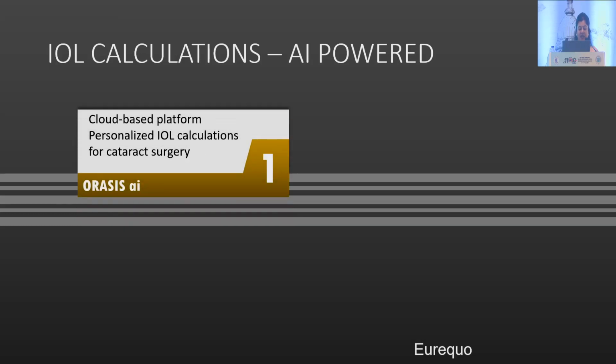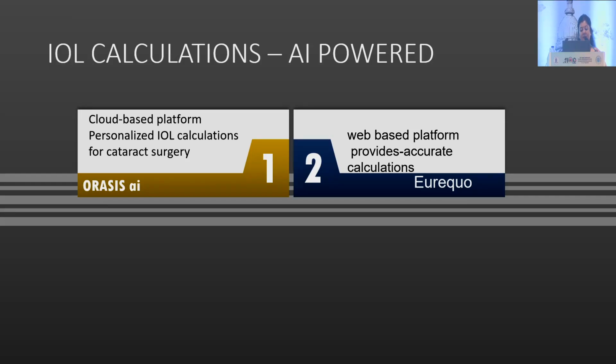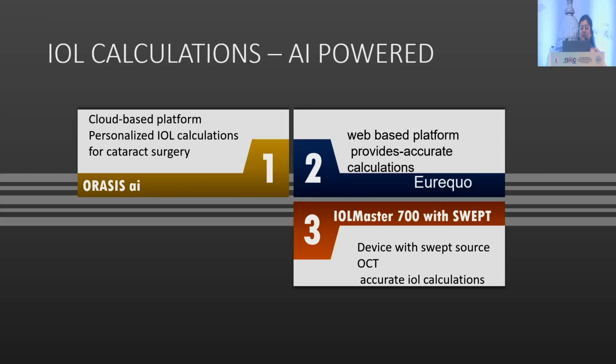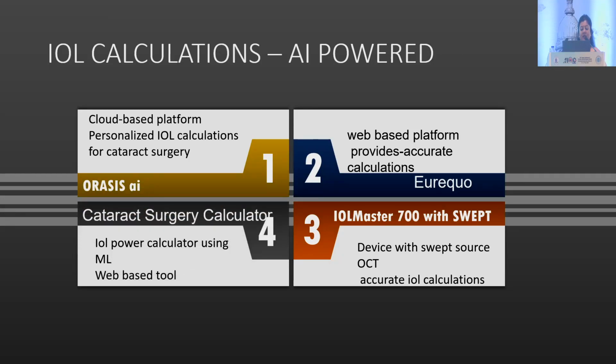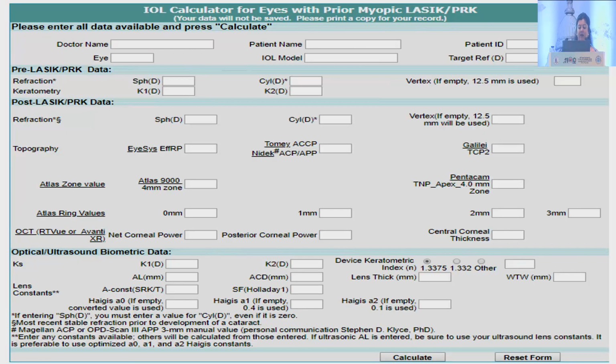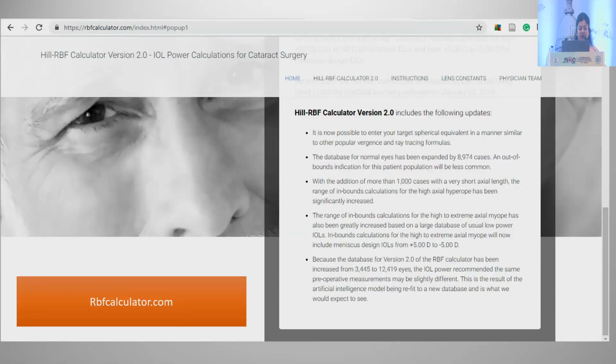We have Orasis AI. It is a cloud-based platform. EuroQ is a web-based platform used for accurate calculations. Then we have IOL Master 700 with Swept Source OCT. Then we have the cataract surgery calculator. It is also a machine learning algorithm based IOL power calculation. These are websites again used for IOL power calculation. This is the web page used for IOL calculation for eyes with prior myopic LASIK or PRK. You can get it online. Then we have Hill RBF calculator version 2. Again, it is available online.